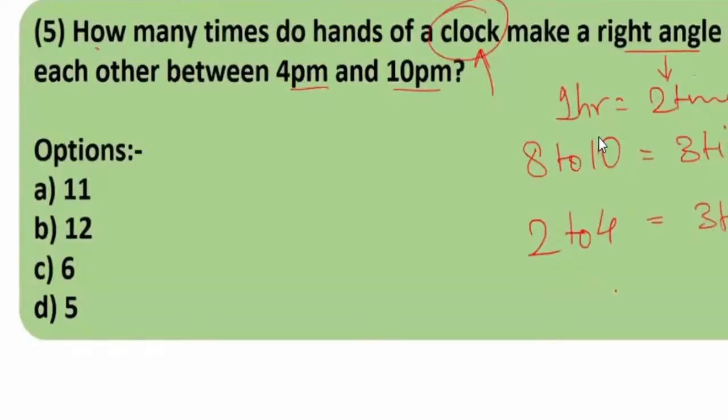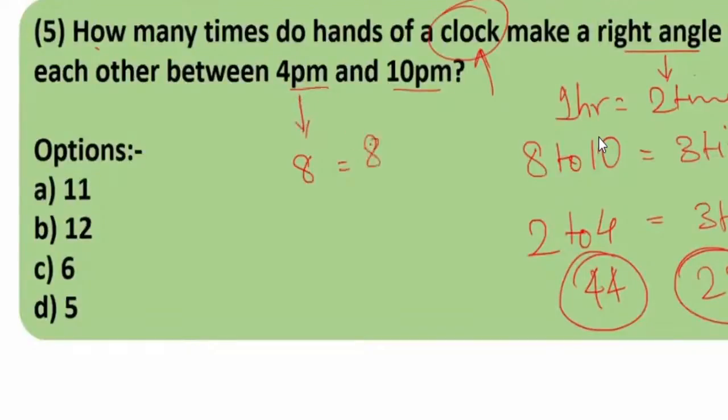So what does this mean? In one day it makes the right angle 44 times, or in 12 hours it makes 22 times. Remember, now 4 to 8 p.m., what you will have? 4 hours, so 8 times right angle. Then 8 to 10 p.m. we have already seen 3 times. 8 plus 3 is 11.